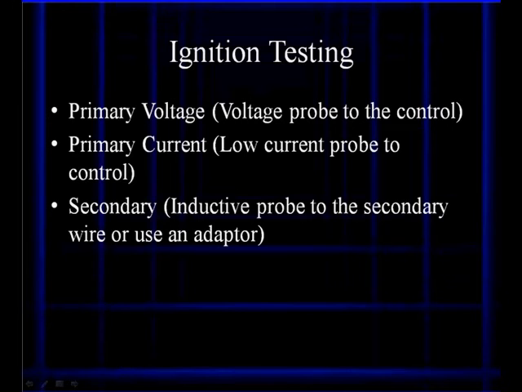Ignition testing: well, lab scopes are just made for ignition testing. You can do so much with them. You can look at primary voltage, and that's a voltage probe to the control side of the coil. You can look at primary current, and that's a low current probe to the control side of the coil. And of course, you can look at secondary, which is an inductive probe to the secondary wire, or in some cases, we can use an adapter.